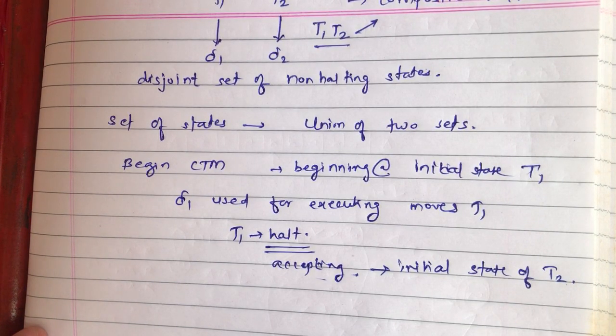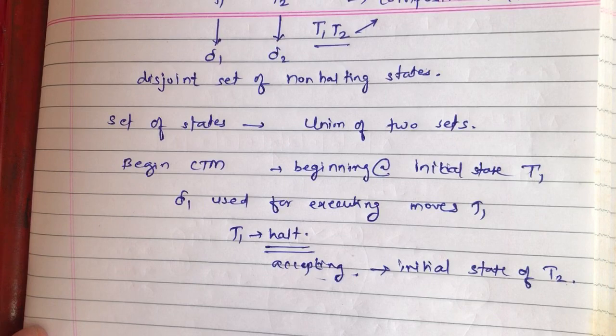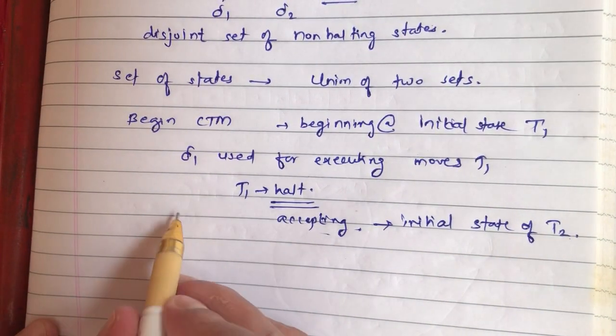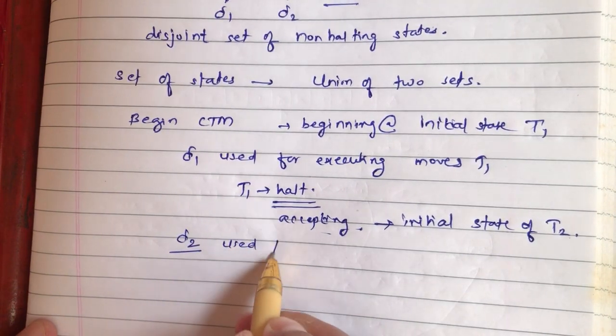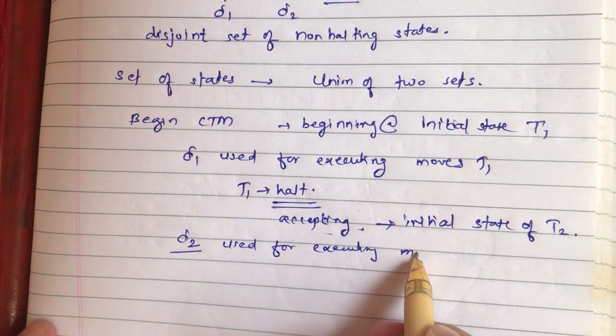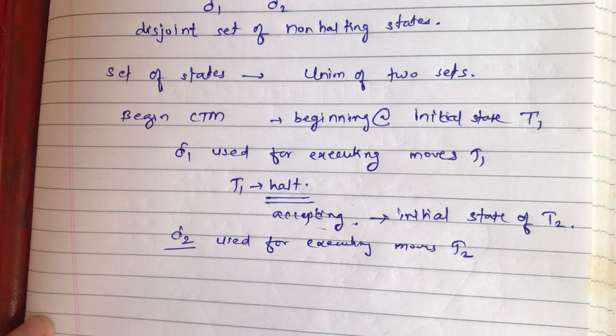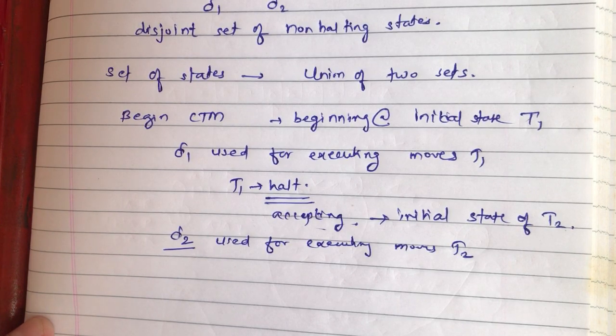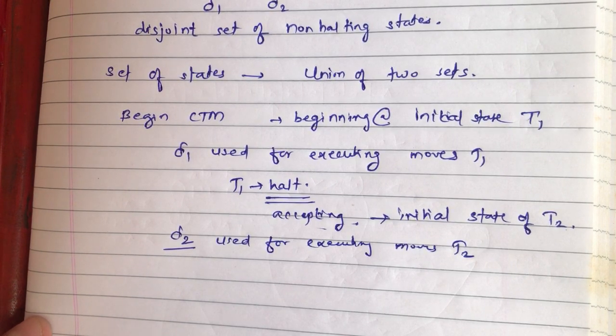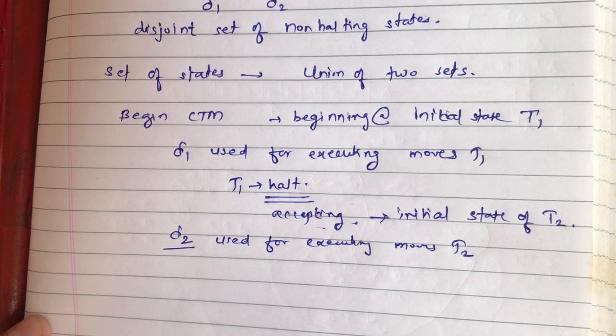At this point, the tape head will be positioned at the square on which T1 halted. From here onwards, the moves are the moves of T2. Once you enter the initial state of T2, delta 2 will be used for executing the moves of T2 under the composite Turing machine T1, T2. If either T1 or T2 rejects during this process, T1, T2 also rejects. So T1, T2 accepts precisely if T1 accepts and T2 also accepts. T1's acceptance takes it to the initial state of T2, and only if T2 accepts can we say the composite Turing machine T1, T2 accepts a particular string.